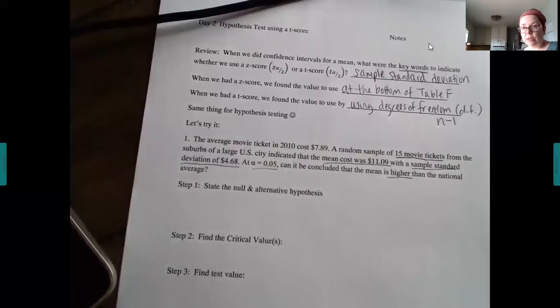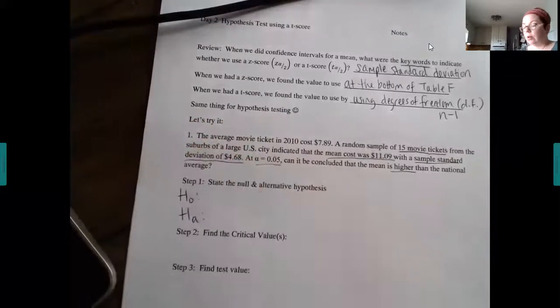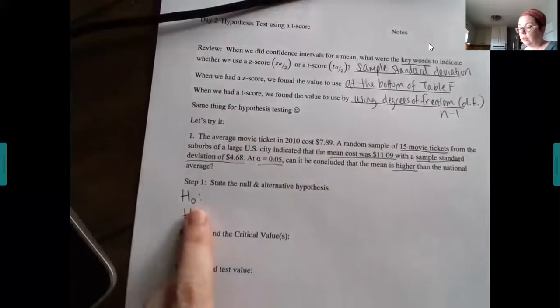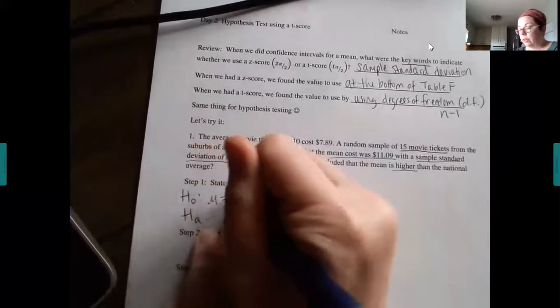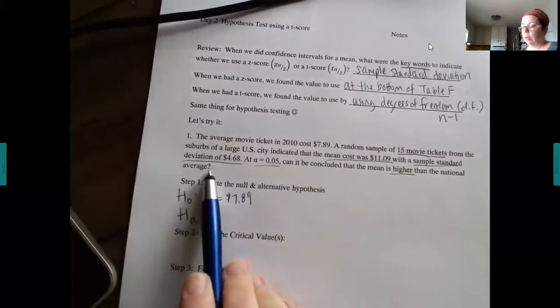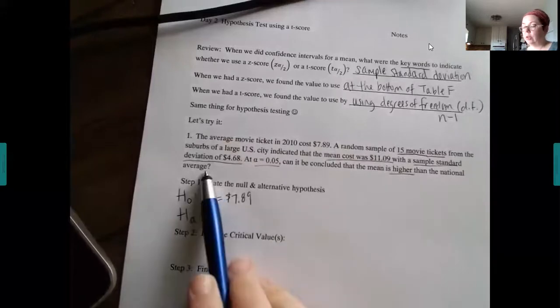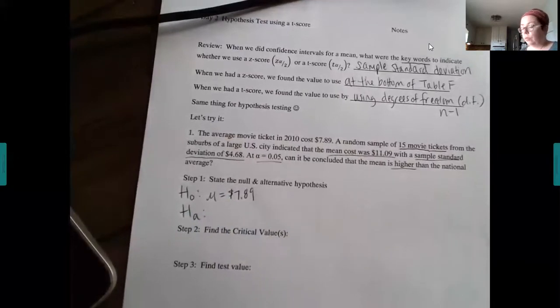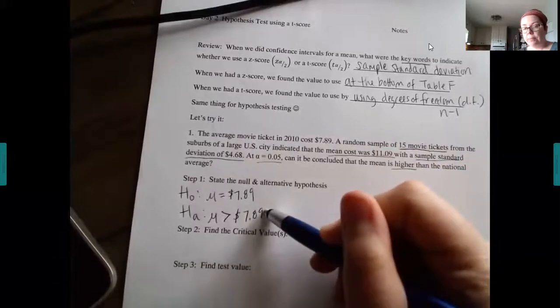So again, our first step is to state our hypothesis statements. So our first one is our null, and then our alternative, our claim. So here it's saying that the average movie ticket is $7.89. Just says it right there. And then how to know where to look for the question mark. Okay, here's the question mark. And then read that over again. It says, can it be concluded that the mean is higher than the national average? So higher is another way to say greater than. Remember, these are always the same numbers, okay?